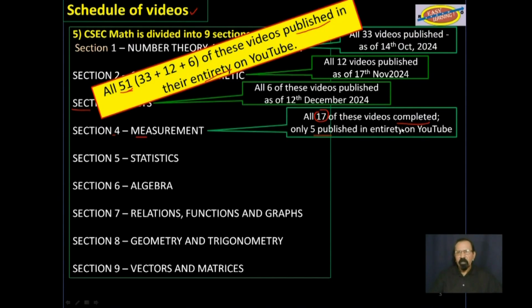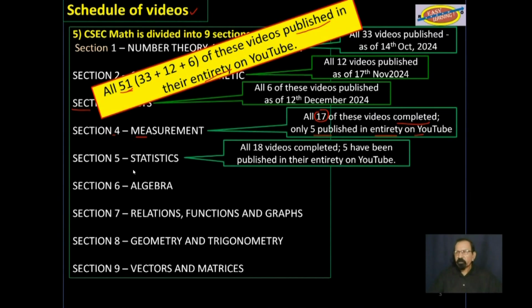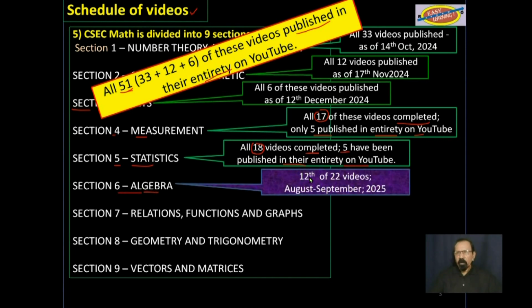5 have been published in their entirety on YouTube. Section 5, statistics: all 18 of these videos have been completed. 5 have been published in their entirety on YouTube. Section 6, algebra: we are now at the 12th video of 22, and hopefully I should finish this section later this month, September.